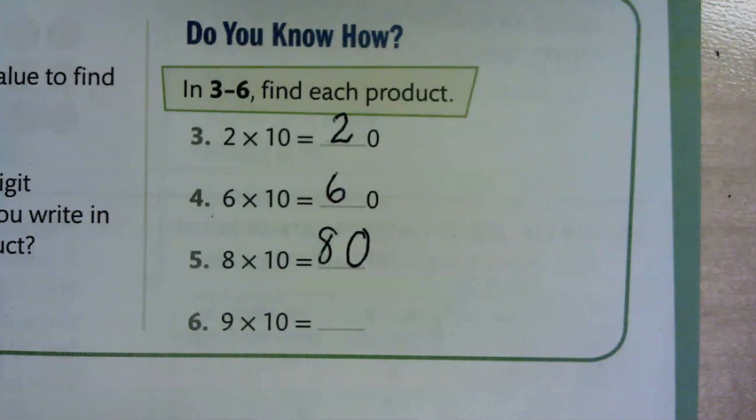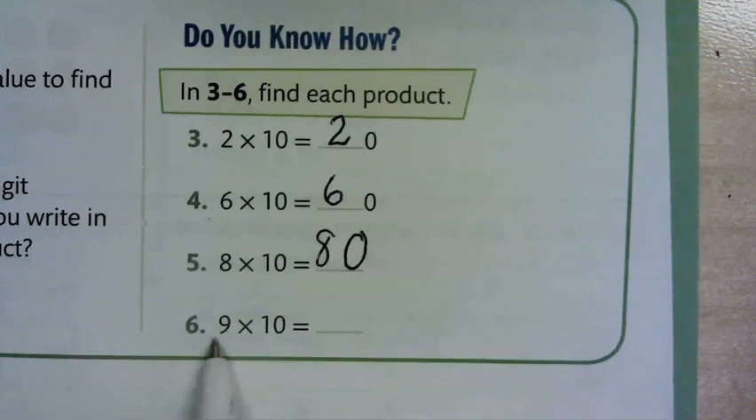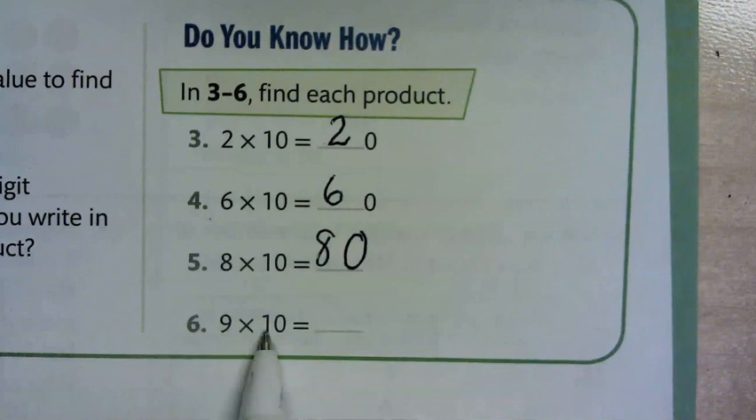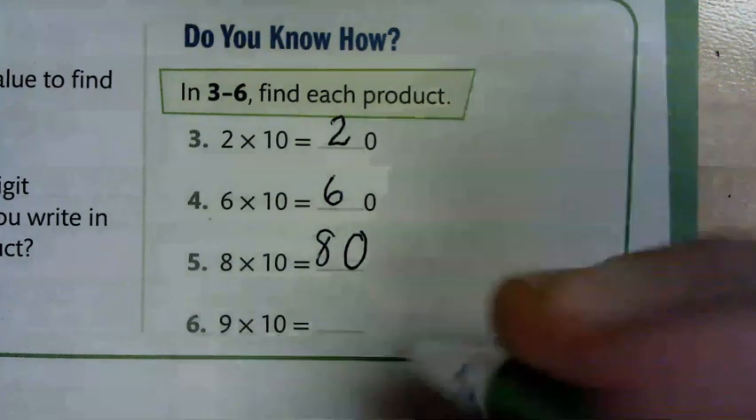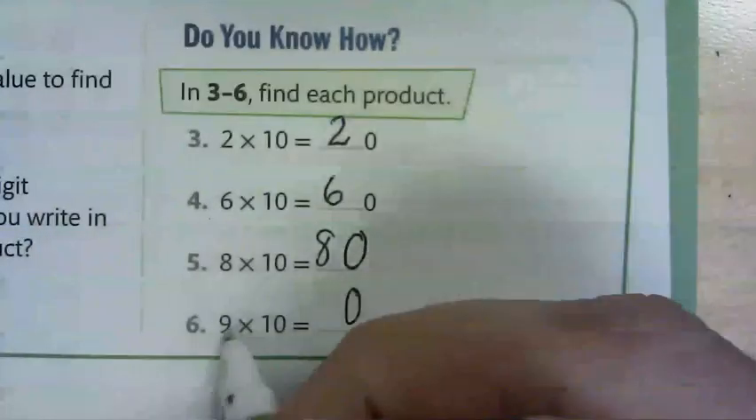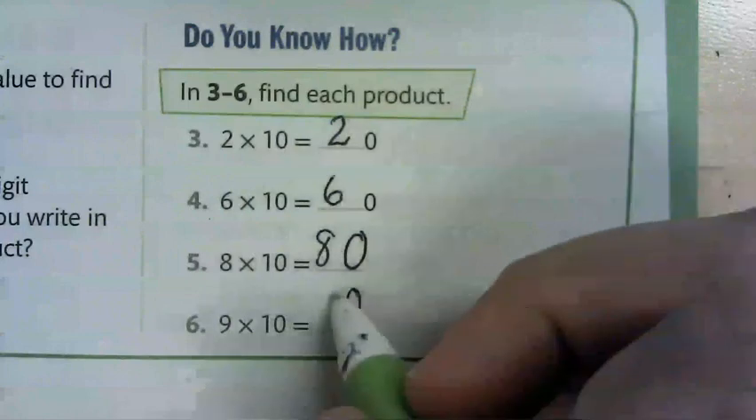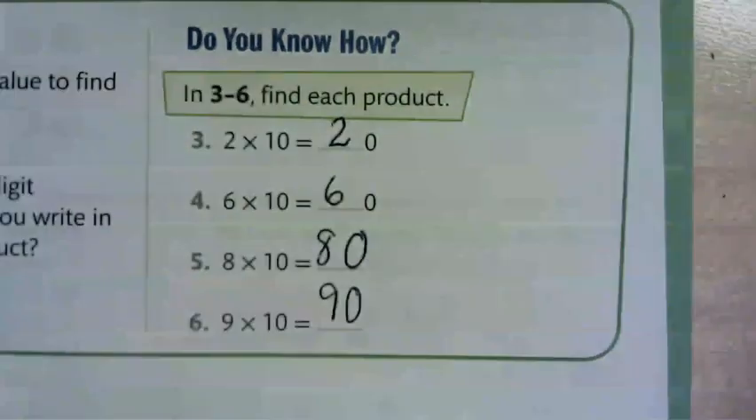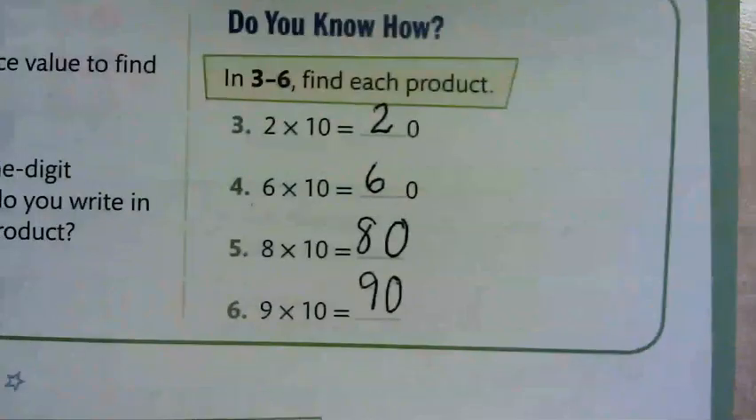I hope you paused the video and tried it out. Take a look at what we've got. 9 times 10. If we follow the same order we've been doing, 9 times my zero's in the ones place, so that's a 0. And then 9 times 1 is 9. So my answer here is 90. All right. I hope you're able to solve that as well.